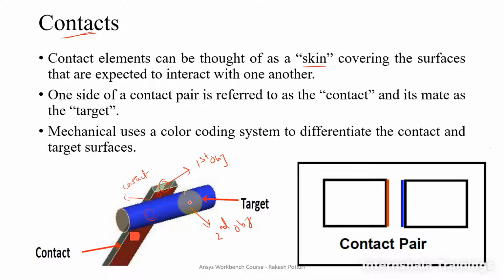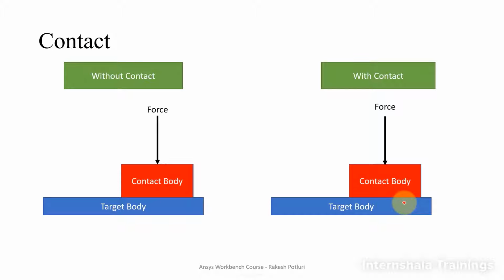And remember one thing, every contact pair consists of two things: a contact face and a target surface. So why are contacts required? See here, there are two bodies, one contact body and one target body, and I apply a force in this direction, downward on this contact body. The first condition is without contact. If I don't give a contact, the computer doesn't know what to do. I applied the force in this direction, so it will try to move the body downward. Now we will see what happens without contact.